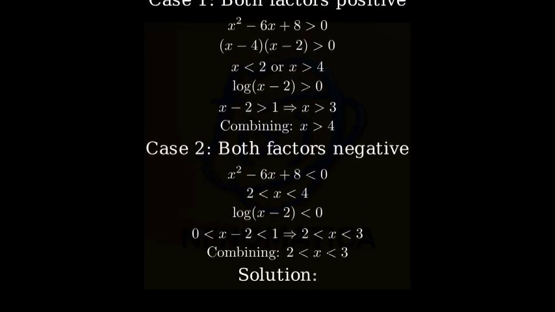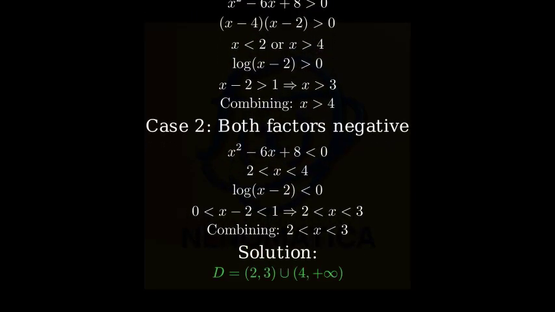Now, we need to combine the results from both cases to get our final answer. From case 1, we have x greater than 4. From case 2, we have x between 2 and 3. Taking the union of these intervals, our final answer is x is in the interval from 2 to 3, union with the interval from 4 to infinity.